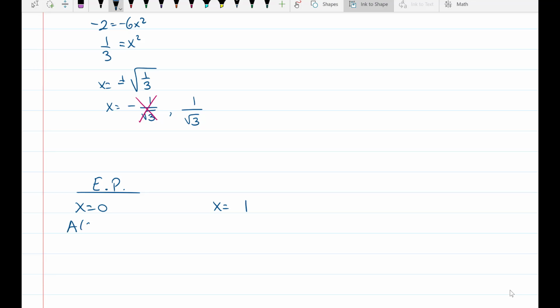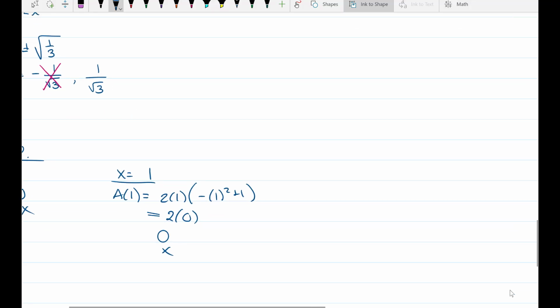So the area of 0, well, that's just 0, because we're going to end up plugging in 0, you just get 0. Let's try 1. You get 2 times 1 times negative 1 squared plus 1. And you get 2 times, oh look at that, 0. And so you get 0. These are probably not the maximum area.